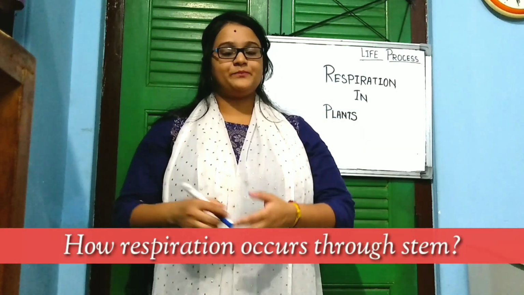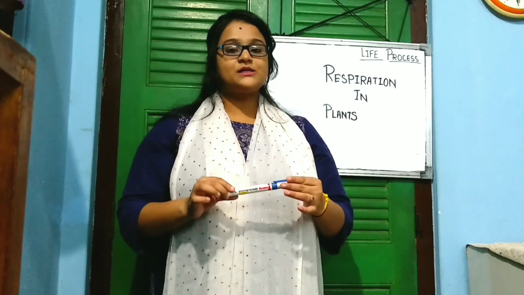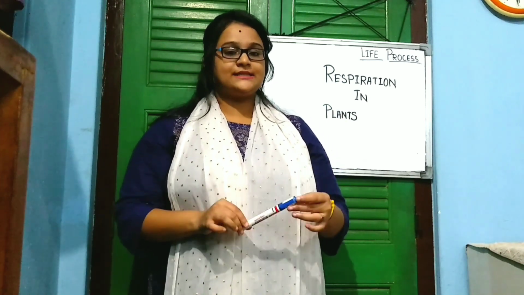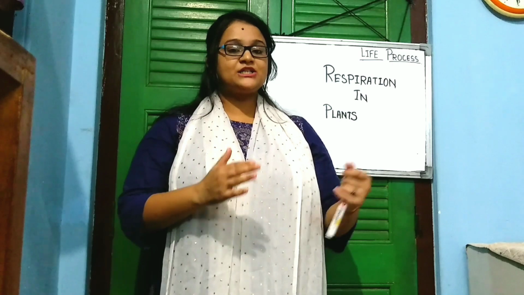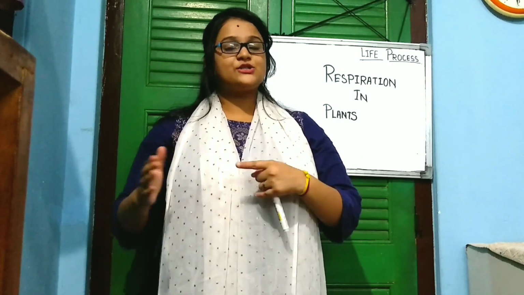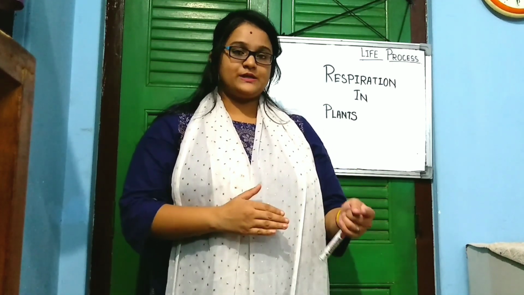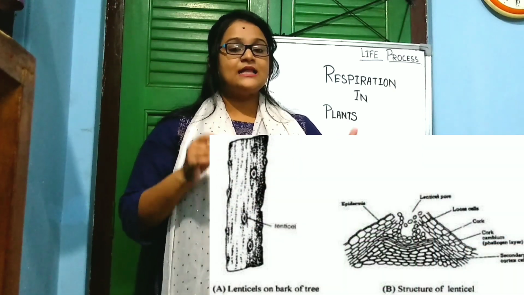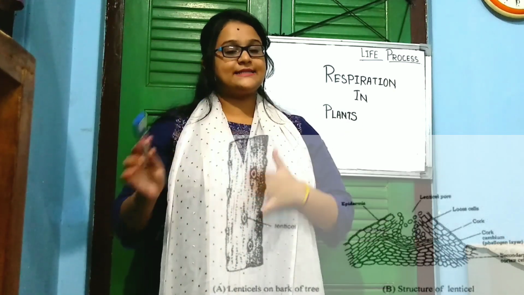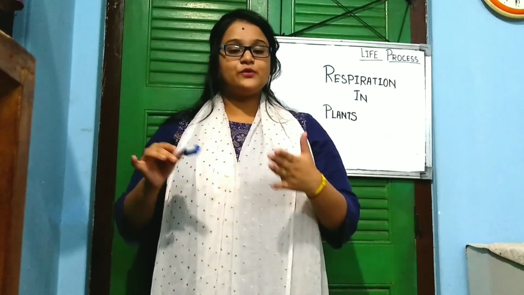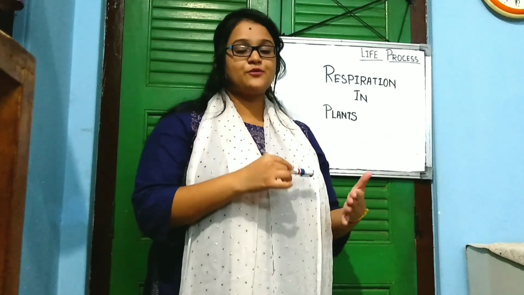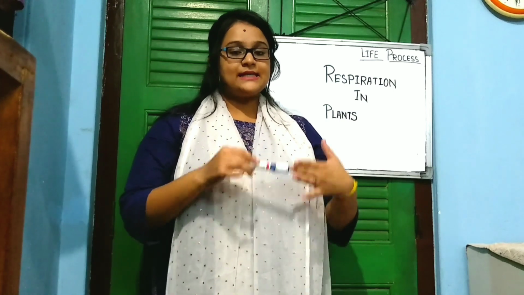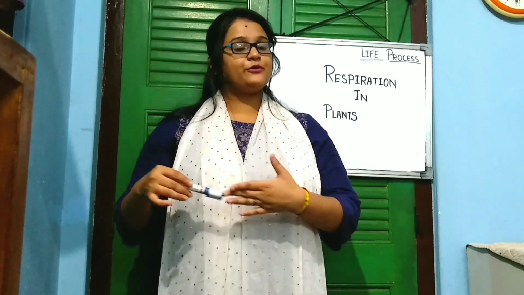Now, let us discuss how respiration occurs through stem. Some herbs have stomata on their stem. In them, respiration takes place through these stomata by the diffusion process. In some woody plants, the bark has lenticels that carry out the respiration through the stem. The oxygen diffuses into the stem through lenticels for respiration. In the same way, carbon dioxide is diffused out.